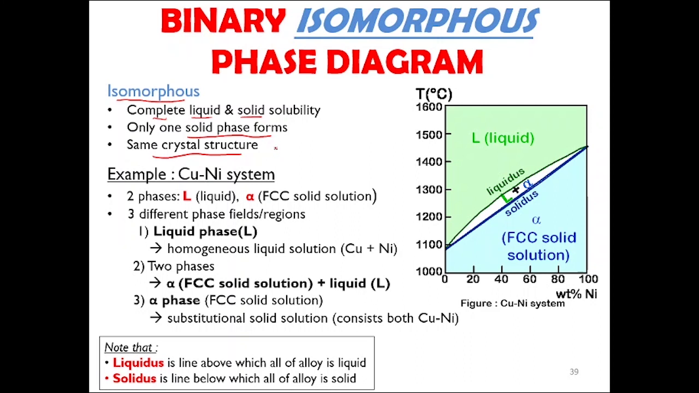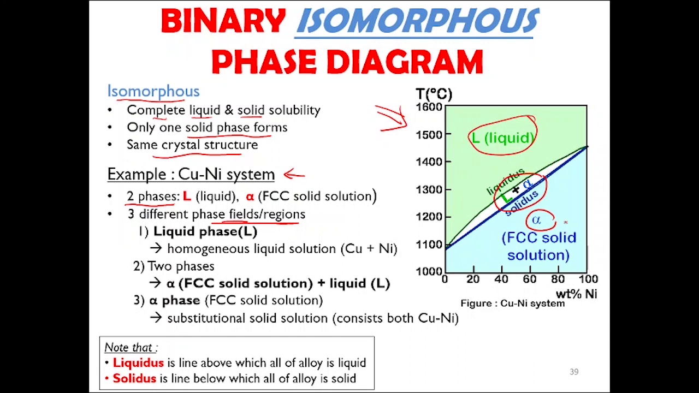For example, over here, we take the copper-nickel system. This is the binary isomorphous phase diagram for the copper-nickel system. As we can see in this phase diagram, it only has two phases. The first one is the liquid phase and the second one is the solid phase. The diagram has three different phase fields, or we call them regions. In the first region, we have liquid only. In the second region, we have liquid and solid. In the third region, we have solid phase only.